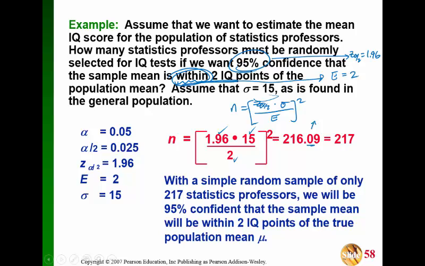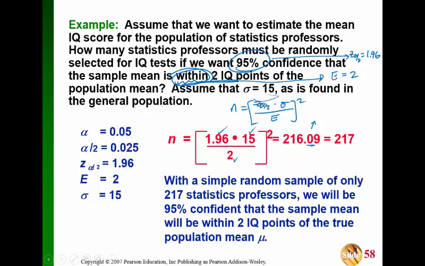So the general population IQ score is 100. Statistics professors would be about what? 103. 96, I don't know. Okay. Any questions?